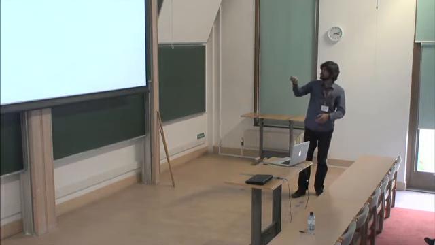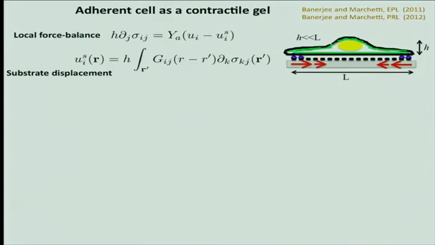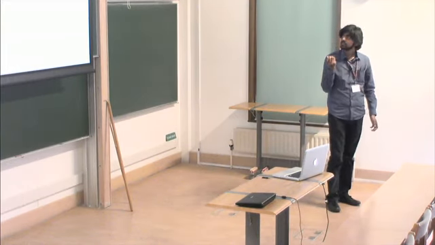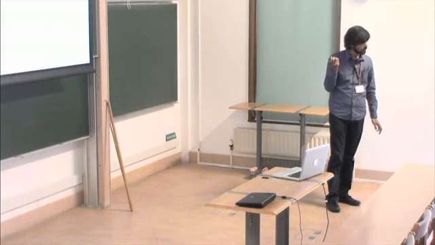Now, at mechanical equilibrium, YA is the stiffness of the focal adhesions, U is the cellular displacement field, and U of S is the substrate displacement field. So the difference of these two times the stiffness of the focal adhesions is what the cell balances. Now, you can calculate the substrate displacement field by knowing the Green's function of the substrate, and the gradient of the stress is the traction force.